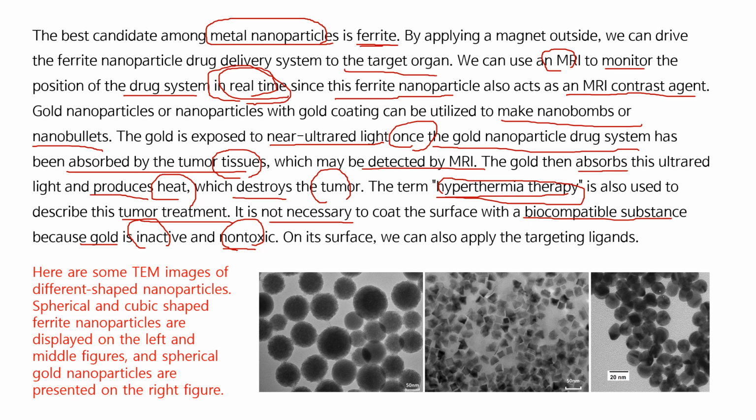Here are some images of differently shaped nanoparticles. There's spherical, and there's cubic shaped ferrite nanoparticles. So there's a spherical ferrite nanoparticle and there are cubic shaped ferrite nanoparticles. And this is spherical gold nanoparticles.